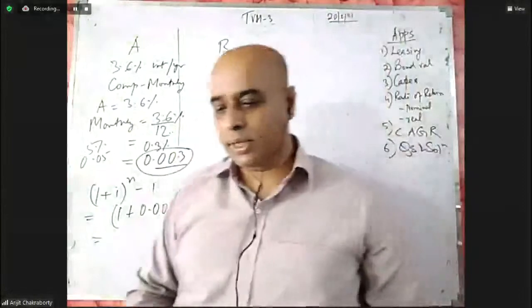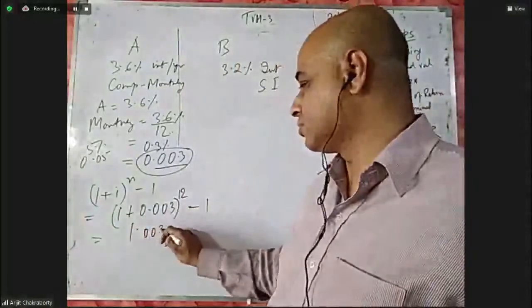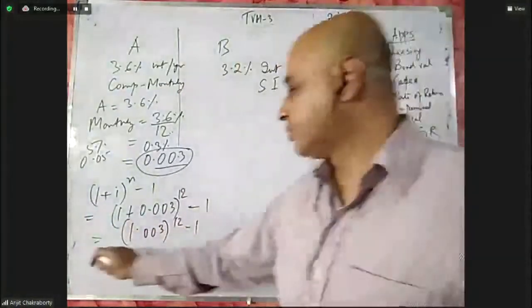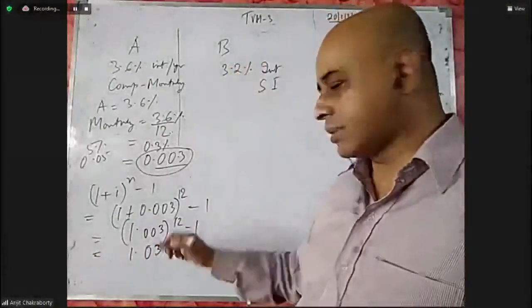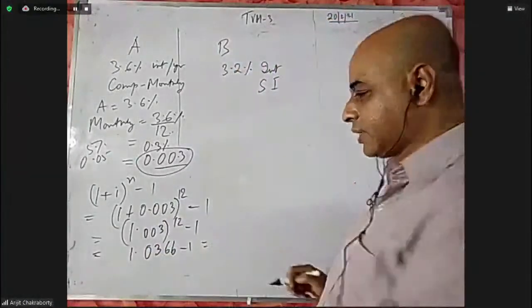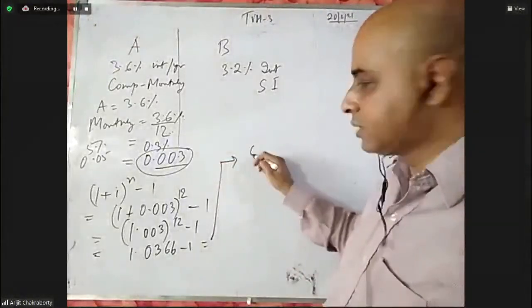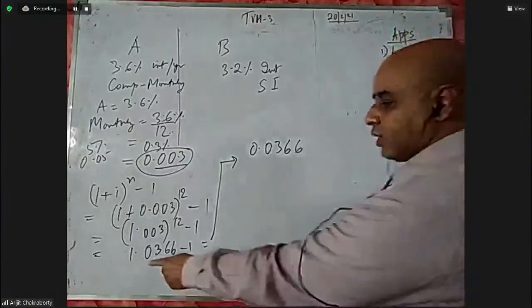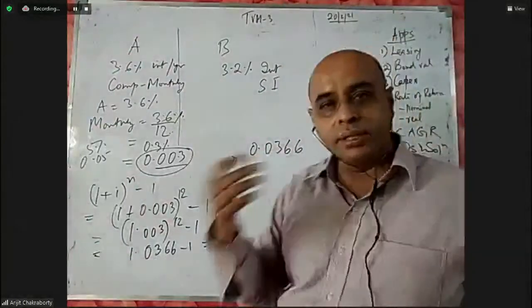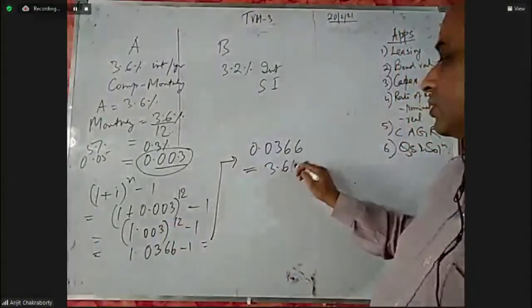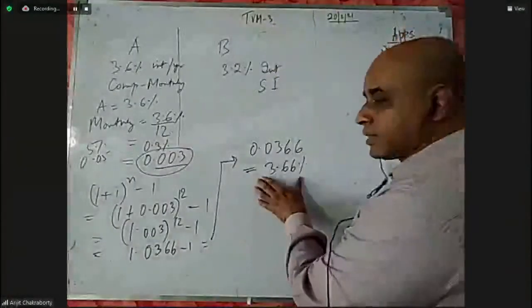If you calculate 1.003 to the power 12, you'll get something like 1.0366, minus 1. So 1.0366 minus 1 gives you 0.0366. This in percentage terms is 3.66% on an annual basis, and this is what you get on an annual basis.